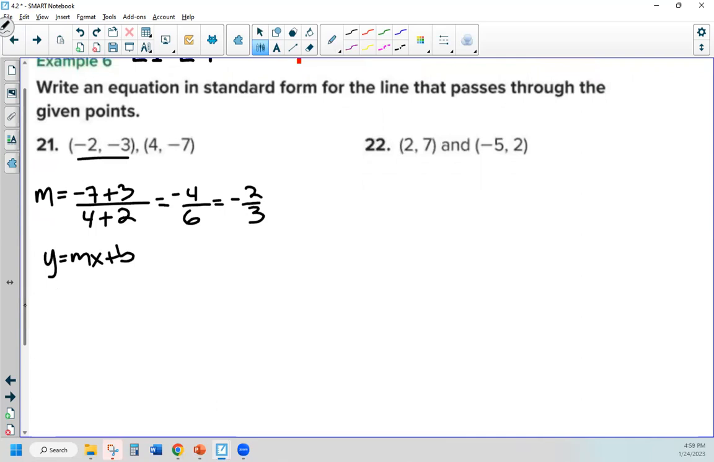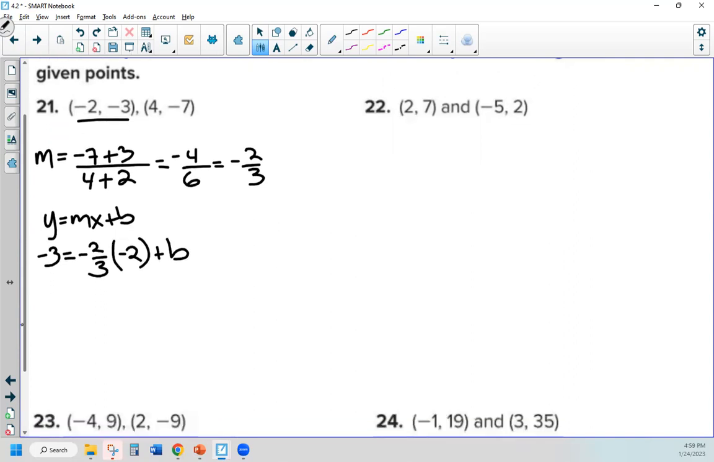I said that I was going to choose that point right there that I underlined. So my y is negative 3. My slope is negative 2/3. And my x from that point is negative 2. And then we're looking for b. Okay, so negative 3 equals, the multiplication here is just negative 2 times negative 2. That's going to give me positive 4. So it's going to be 4/3 plus b.